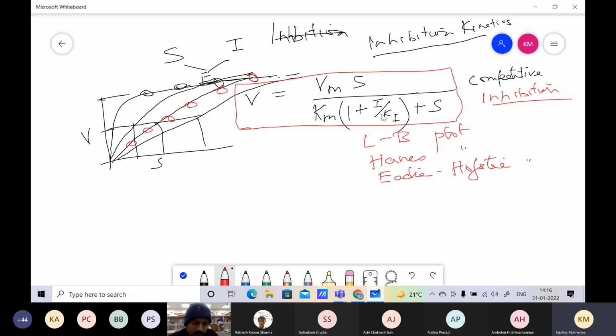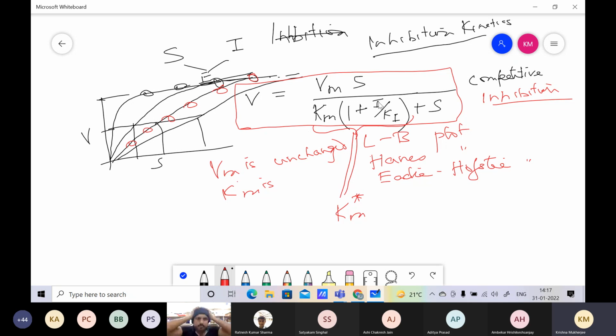Where the Km values are changing. Notice Vm is unchanged and Km is changing, or rather I should call it effective Km. Notice that this is effective Km, right? I can call it Km star. For any particular concentration of I, let us say if I is equal to Ki, then Km will become equal to 2 Km, right? So it will become double. So this Km is changing, Vm is remaining the same, and this Km star is nothing but Km into 1 plus I by Ki.